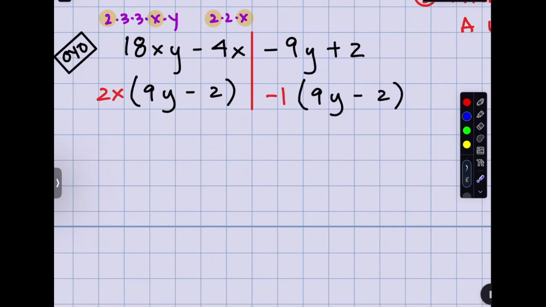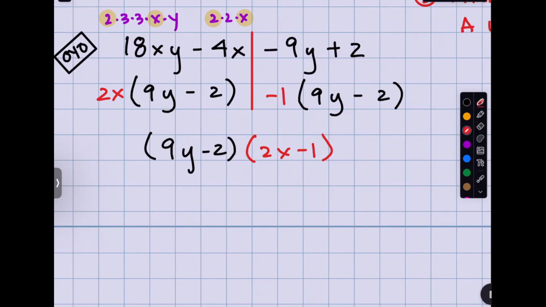Now, you can always check your work. Because in order to make sure that this is correct, what I can do is distribute this back in. Does that equal to that? Yes. That times that. Does that equal to that? Yes. That times that. Is that equal to that? Yes. So that means my factors are correct. Now I can see that what's in common here is 9y minus 2. And what I have left is the 2x minus 1.